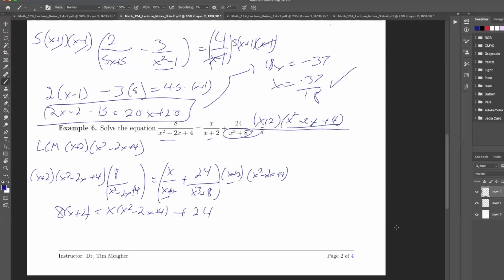Okay, so let's clean this up. So here I'll have 8x plus 16 equals x cubed minus 2x squared plus 4x plus 24. And then if we move everything to one side, oh, sorry, this is x cubed. Make it look like an x cubed.